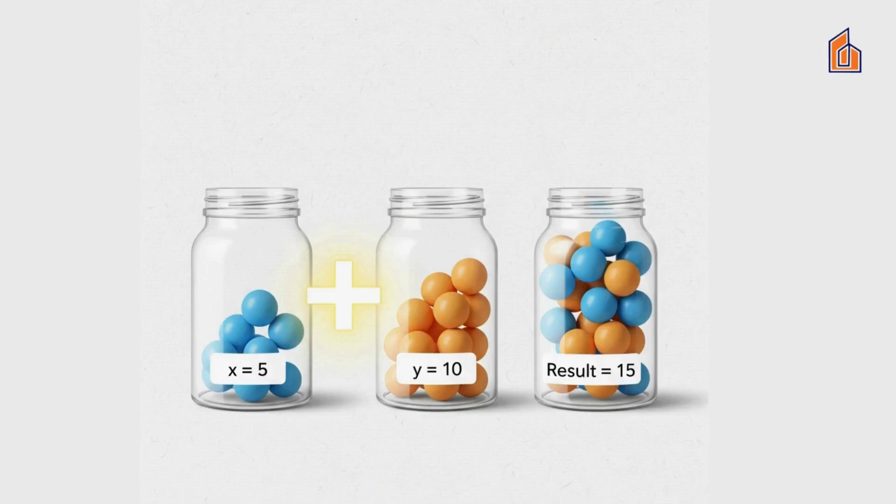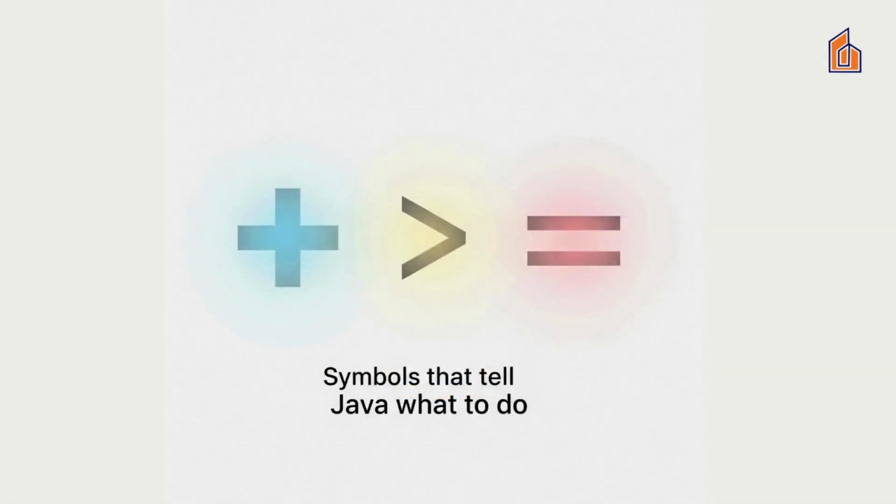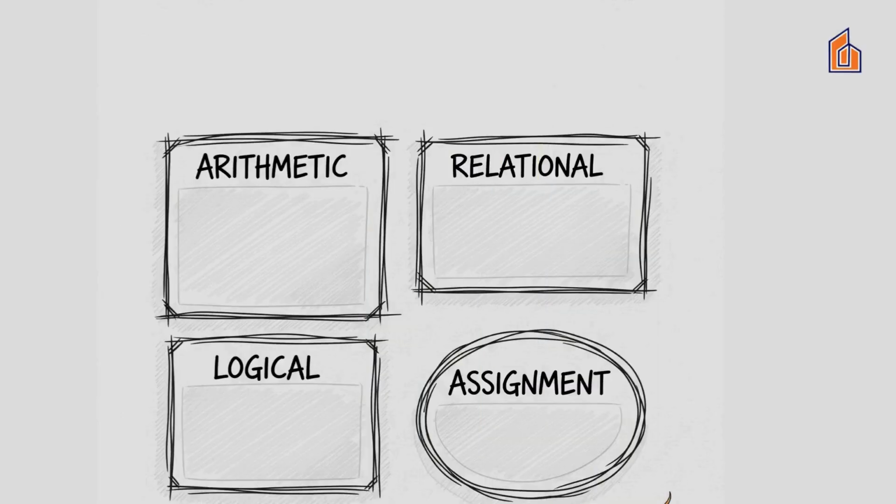Now that we know how to store values in variables, let's see how to actually do something with those values. That's where operators come in. An operator is basically a symbol that tells Java to perform a specific action like adding numbers, comparing values, or checking conditions. Java has different categories of operators, each for different kinds of tasks. We will go through them one by one with examples you can try live.